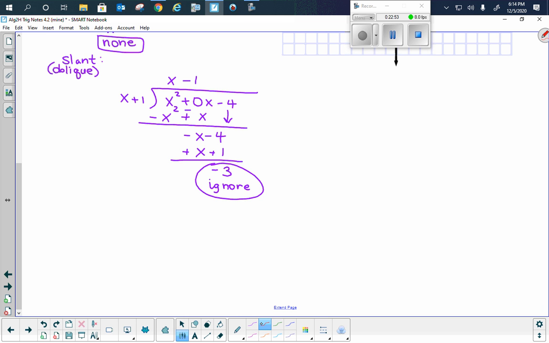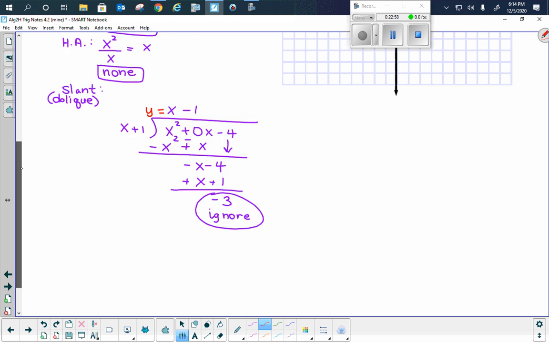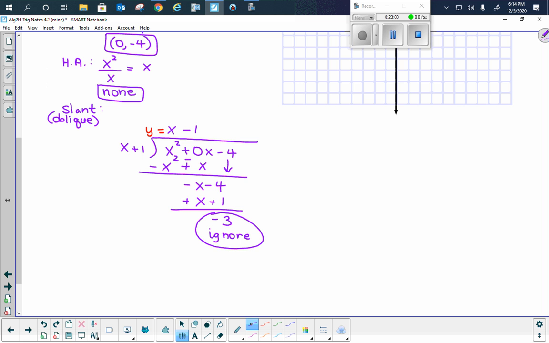And whatever you get as your answer up here, you just simply put a y in front of, and that actually is the equation, it has to be an equation, of your slant asymptote. Okay, so y equals x minus 1. Sorry, I keep writing plus. Okay, y equals x minus 1. Box it.